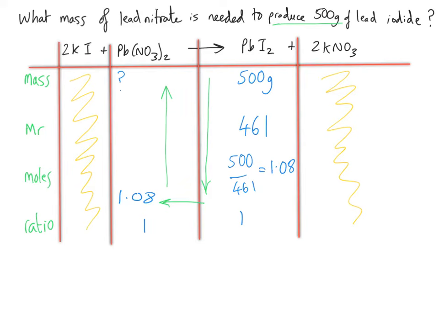And then the MR of lead nitrate is 331.2. And so mass equals MR times moles. We need to multiply these two numbers together, and we get a final mass of 357.7 grams. And then to three significant figures, 358 grams. And so that is the mass in grams of lead nitrate needed to produce 500 grams of lead iodide.